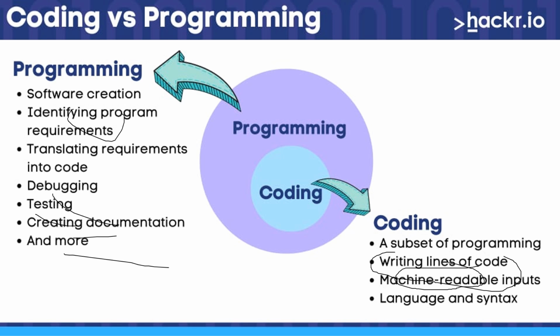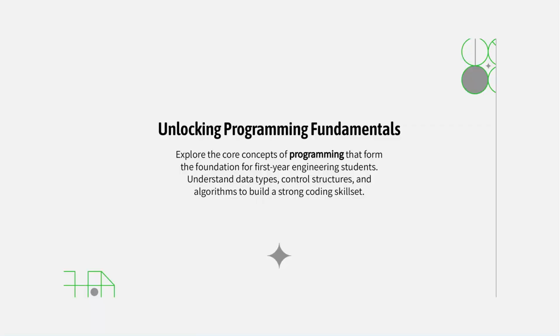For the first year engineering students, if you are doing daily 1 hour of practice, then at the end of the engineering, you will definitely have a technical skill set so that you can easily get placed into a good MNC. Now in this video, we briefly discuss programming as well as coding. So, unlocking programming fundamentals, explore the core concepts of programming that form the foundation for first year engineering students. Understand the data types, control structures and algorithms to build a strong coding skill set.